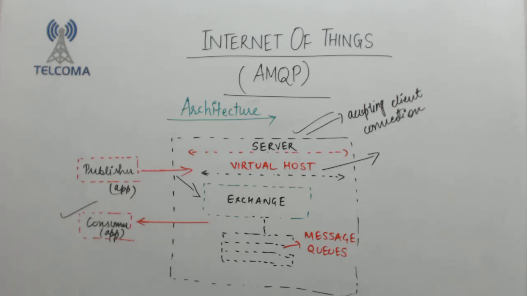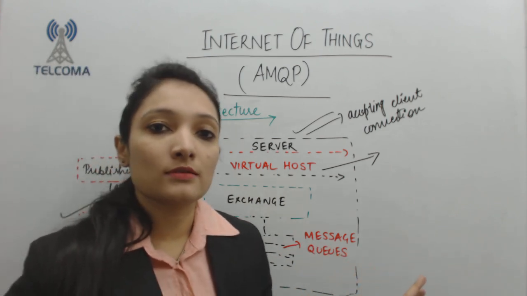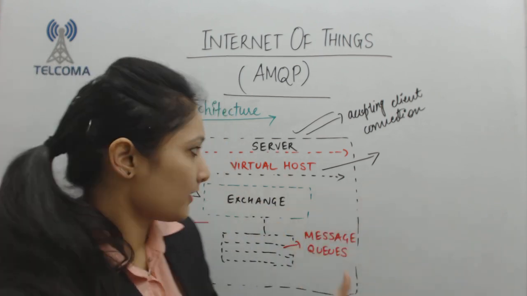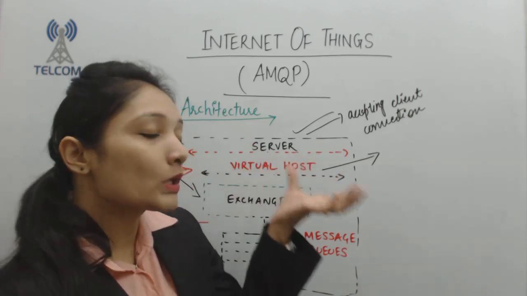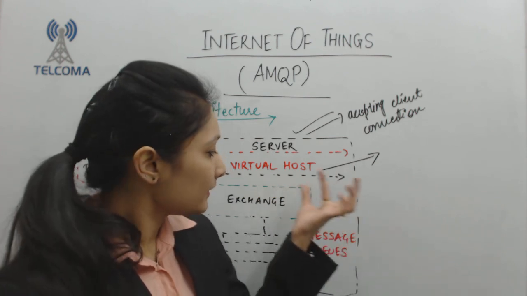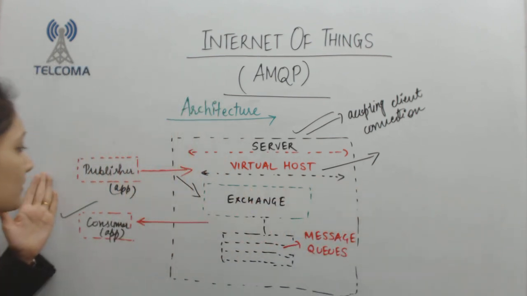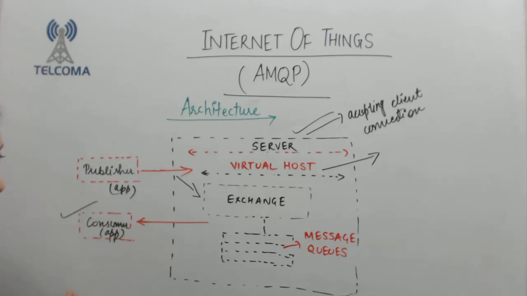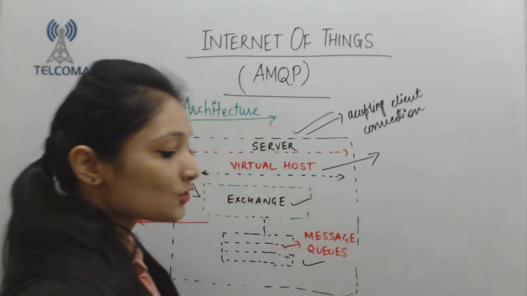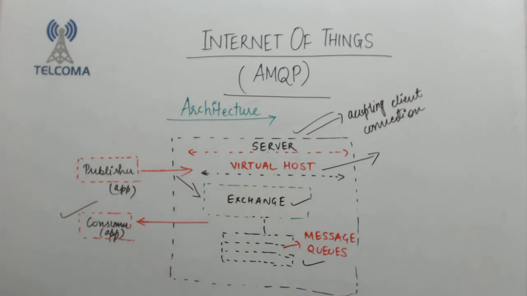So we have server accepting the client connections, managing the AMQP messages, routing and forwarding with the help of these sub units. Then I have the virtual host which works in collaboration with server as a data partition. Then I have these two, publisher application and the consumer application. After that, I have exchange and the message queue. Now, first of all, I'll talk about the message queue.